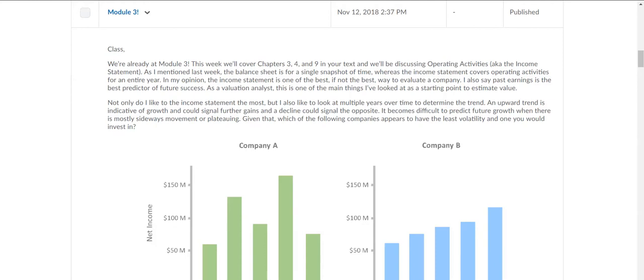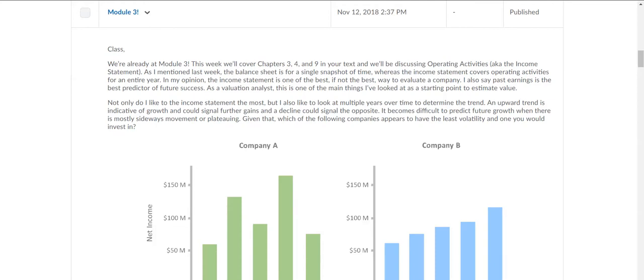We're going to be covering Chapters 3, 4, and 9, and we're going to be talking about operating activities, or basically the income statement. I really like this, the operating activities, the income statement. There's a whole lot of value in it.